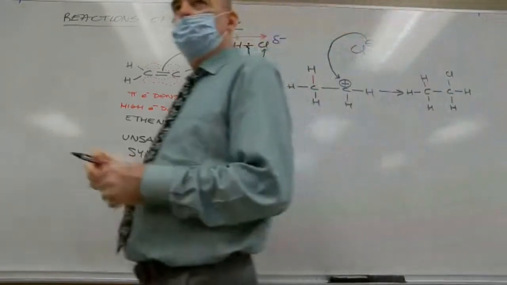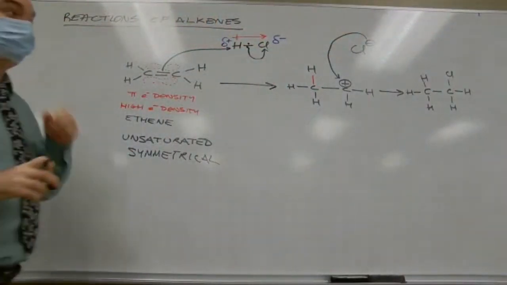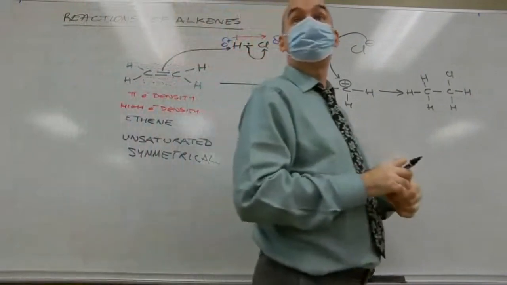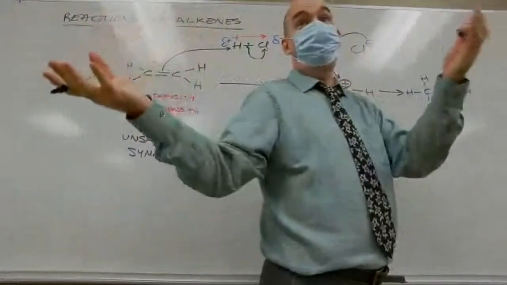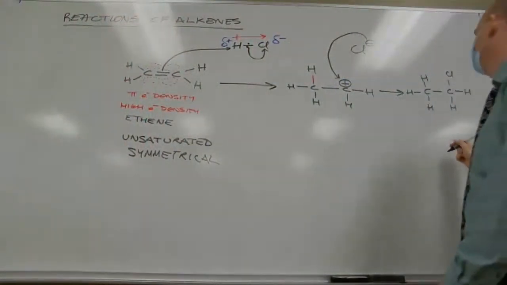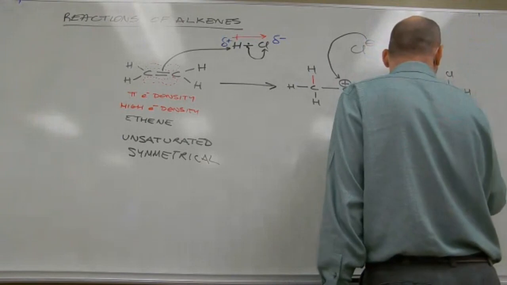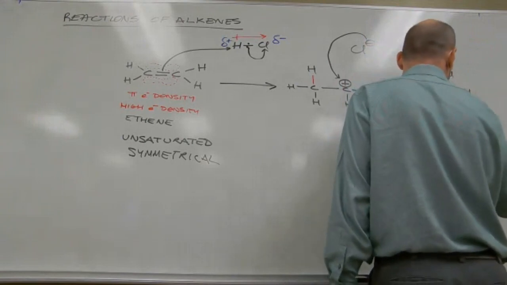What's the name of the product? Chloroethane. Don't need the one because there is no such thing as a two. No, don't apologize, because having it and not needing it is better than needing it and not having it. This is chloroethane.